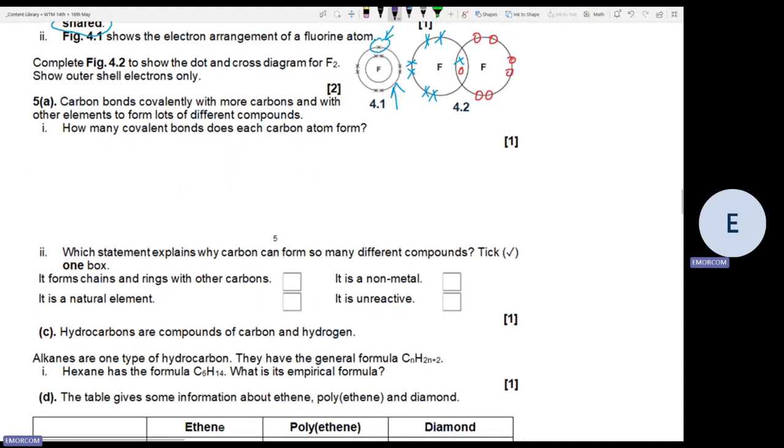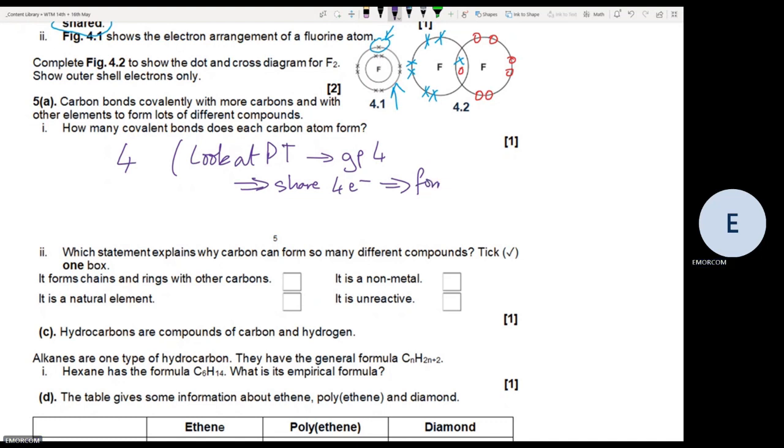5a says carbon bonds. Question 5. Carbon bonds covalently with more carbons and with other elements to form lots of different compounds. How many covalent bonds does each carbon atom form? We should know this, it's 4, but if we don't know it, we can look at the periodic table and see that it is in group 4, which means it wants to get an extra 4 electrons, so it has to share 4 electrons, and therefore it's going to form 4 bonds.